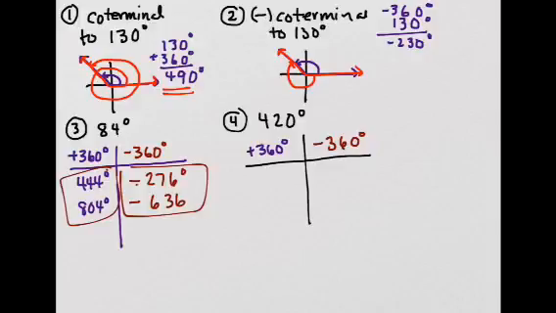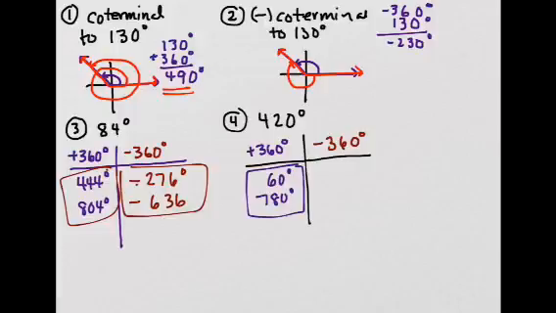Alright, so number 4 is an interesting angle, 420, because even if I subtract 360, I still have a positive angle, right? So I'm going to subtract 360 from 420, and that's going to give me 60 degrees. But if I were to subtract 360 again, then I would get a negative angle. So what I'm going to do next is add 360 to 420. That's going to give me the other coterminal angle closest to 420. So when you add 360 plus 420, you get 780. So these two angles right here are the nearest coterminal angles to 420.